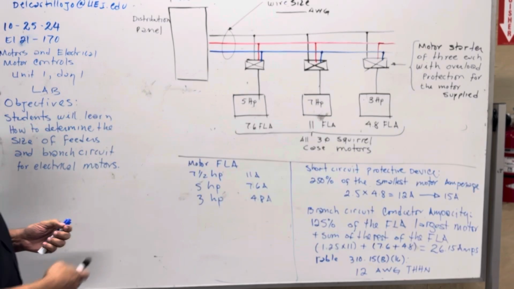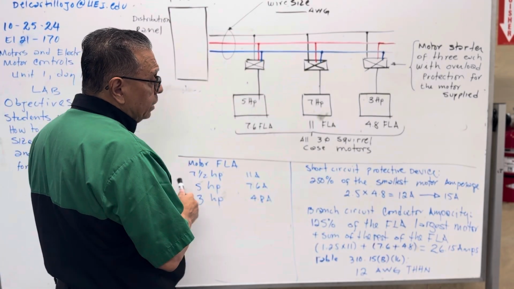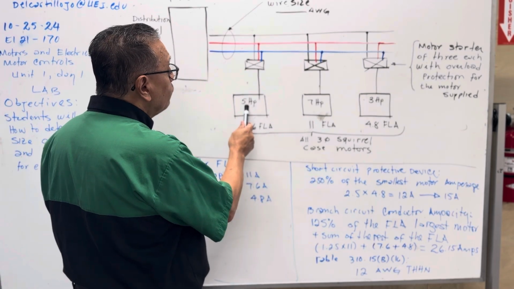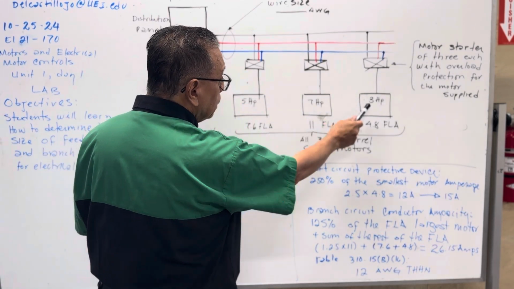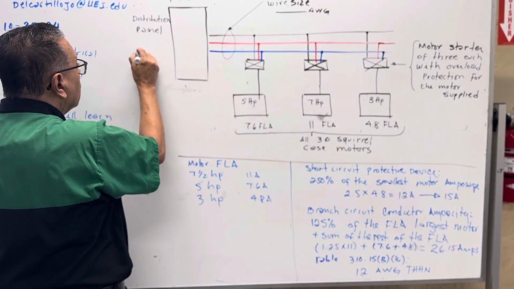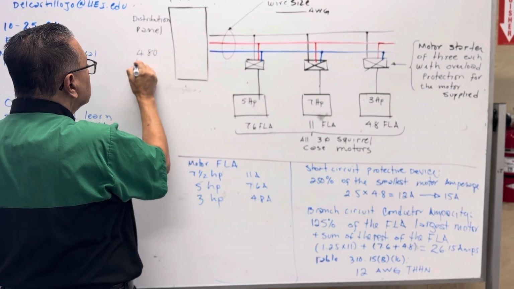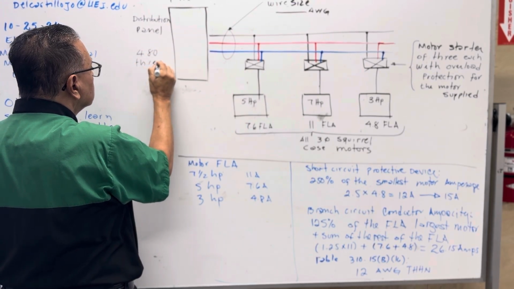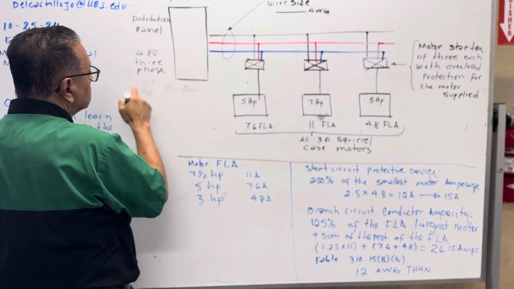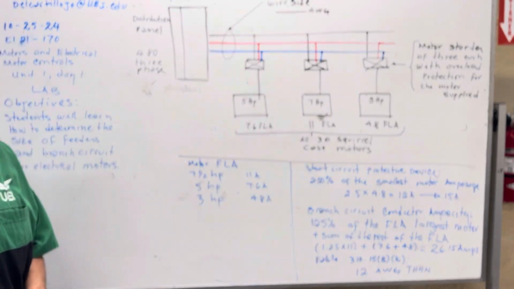So here what we have is three electrical motors. Each of them is a three-phase electrical motor: 5 horsepower, 7.5 horsepower, 3 horsepower. The three of them are connected to a 480 three-phase panel. So we have the three-phase here.